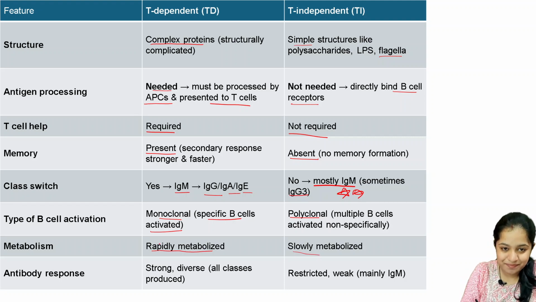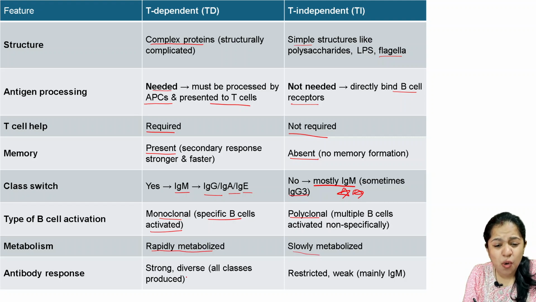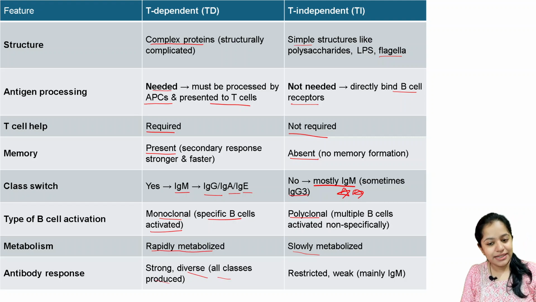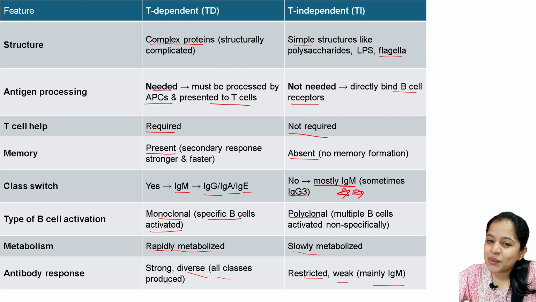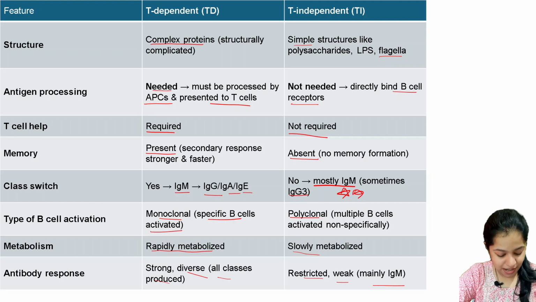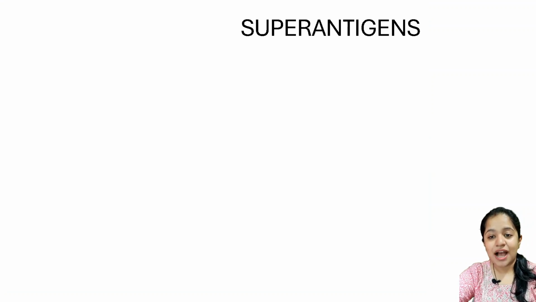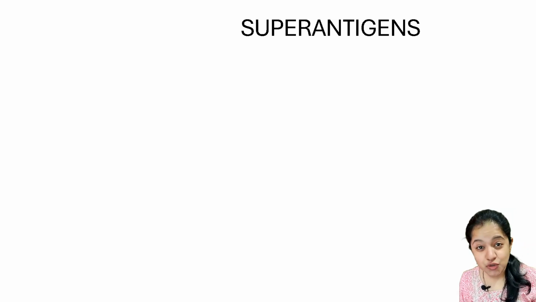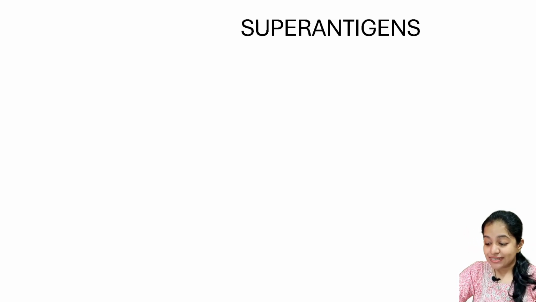Antibody response, obviously T-dependent has a strong, diverse response with all classes produced. T-independent, restricted, weak, mainly IgM. Okay? This was your T-dependent and T-independent antigen. Now, let's move ahead. Our super antigens, our supervillains. Okay? Now, there is another group of antigen. These antigens, they are like supervillains.